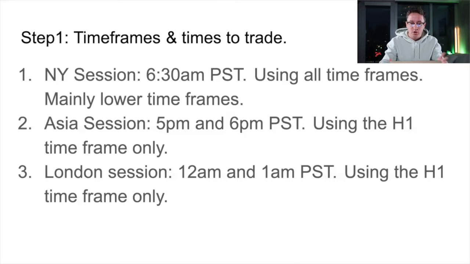So for the first one, we have the New York session. The market open is at 6:30 a.m. PST. I'm usually using all time frames, so I'll do a top-down analysis where before the market open at 6:30, I show up 5 minutes before, and I'm going to look at the daily, the hour 4, the hour 1, the minute 15, the minute 5, and so on. But when I'm actually executing a position, I like to focus on lower time frames, the minute 30, minute 15, and the minute 5. So go through on your chart when we're done with this video and really look at these times that I'm giving you in the time frames.